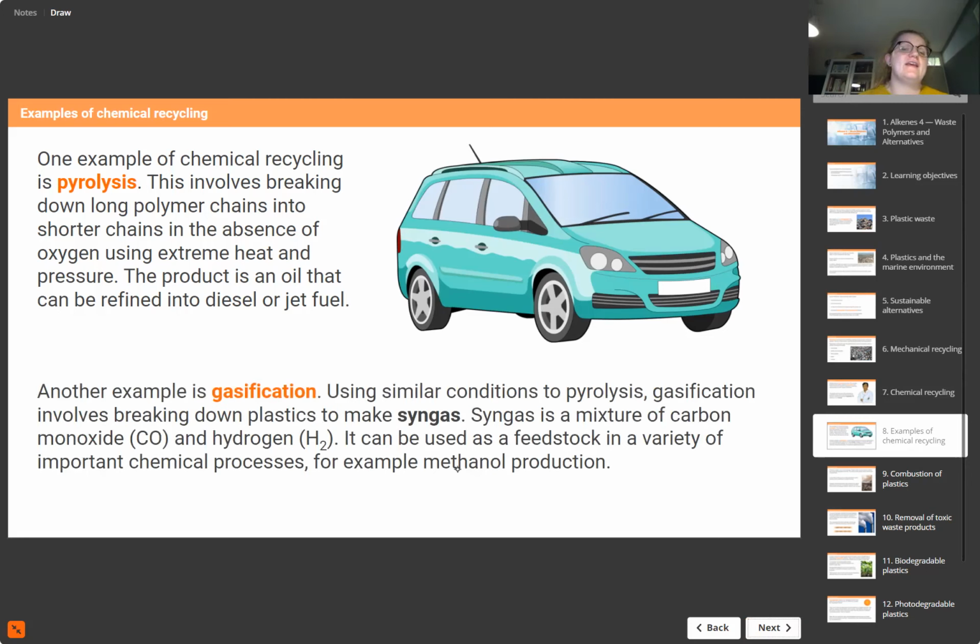Another example we can use is gasification. So we use really similar conditions to pyrolysis, and we break down plastics to make syngas. Syngas is a mixture of carbon monoxide and hydrogen, and we can use it as feedstock in a variety of important chemical processes, for example, making methanol.